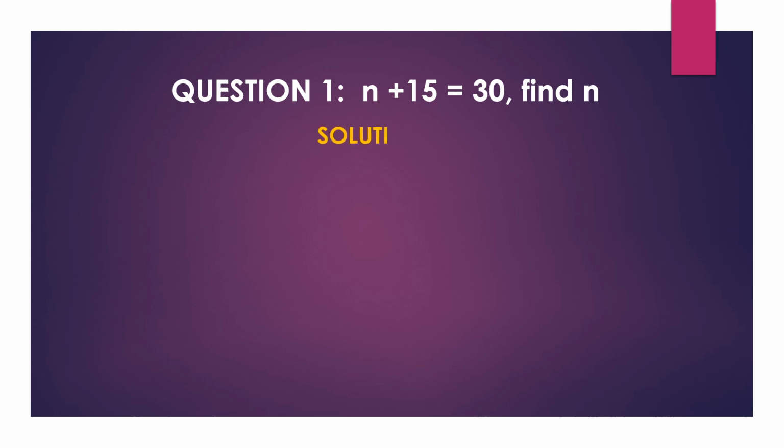Solution. Now n plus 15 is equals to 30. N plus 15 is the left hand side and 30 is the right hand side, separated by the equal to sign, which is like a bridge. And it can be interchanged. We can still say it in this form: 30 is equals to n plus 15. So how do we solve this question?